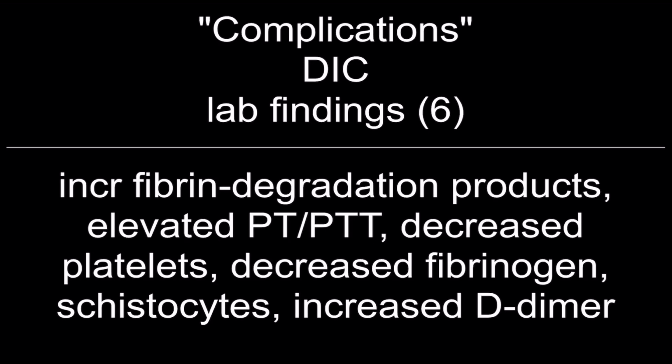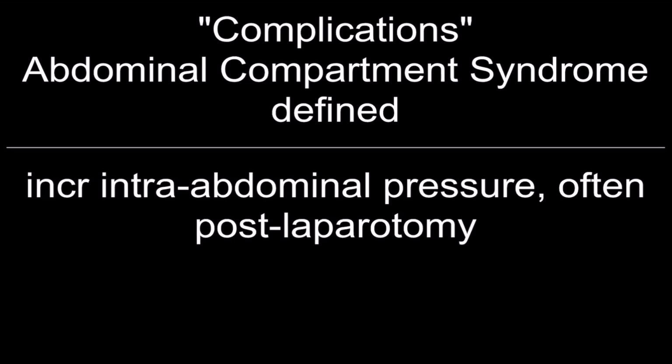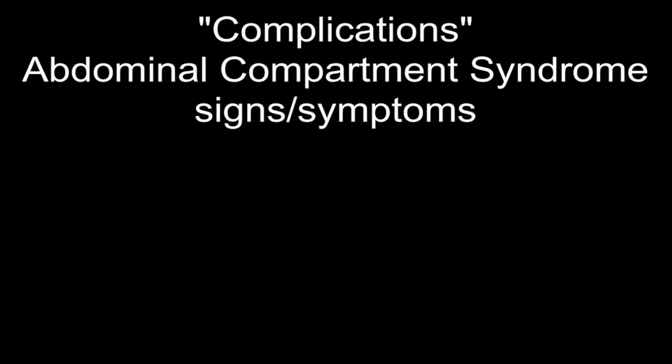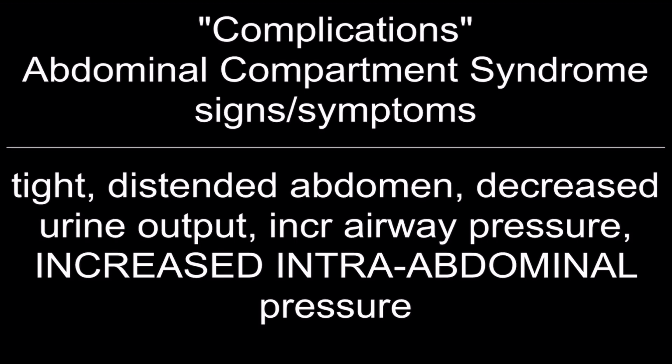DIC lab findings. Increased fibrin degradation products, elevated PT-PTT, decreased platelets, decreased fibrinogen, schistocytes, and increased D-dimer. Abdominal compartment syndrome is defined as increased intra-abdominal pressure, often post-laparotomy. Abdominal compartment syndrome signs and symptoms. Tight, distended abdomen, decreased urinary output, increased airway pressure, increased intra-abdominal pressure.